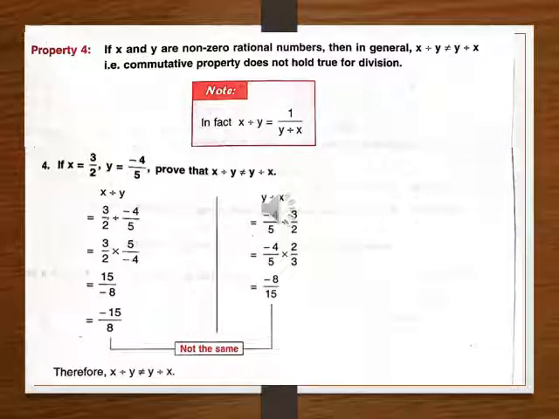Now change the numbers. The first number becomes second and the second number becomes first. Divide it again. Take the reciprocal of this, so multiply by 2 by 3. So minus 8 upon 15. Now just check whether the answer is the same or different. They are not the same, and therefore x divided by y is not equal to y divided by x.